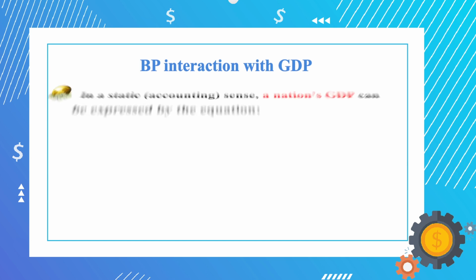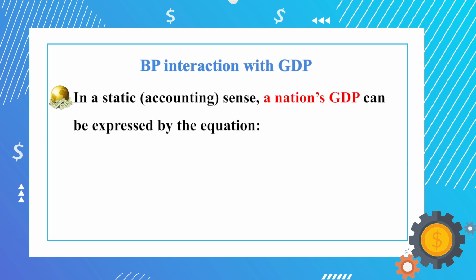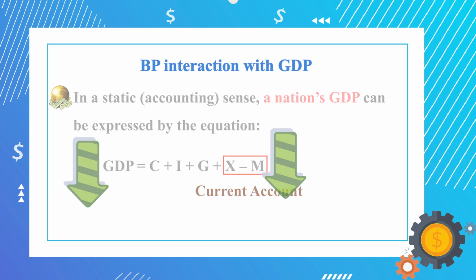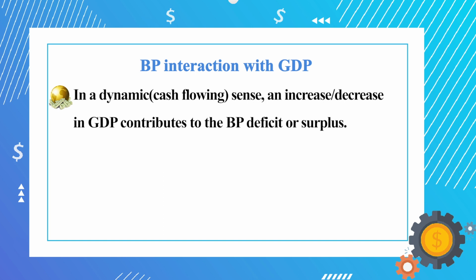In a static sense, a nation's GDP can be expressed by the equation GDP equals consumption plus investment plus government purchasing plus export minus import, in which X minus M can be regarded as the current account. Thus, a positive current account balance contributes directly to the increase of GDP, and a negative current account balance decreases GDP.